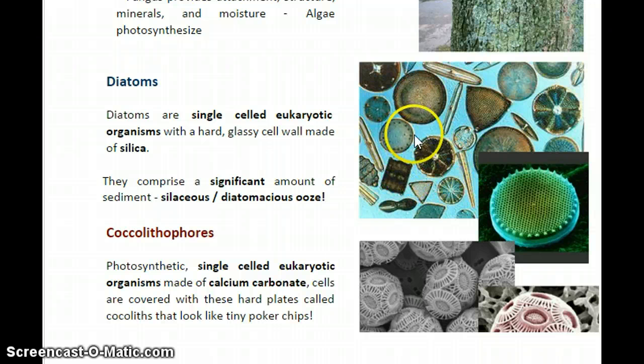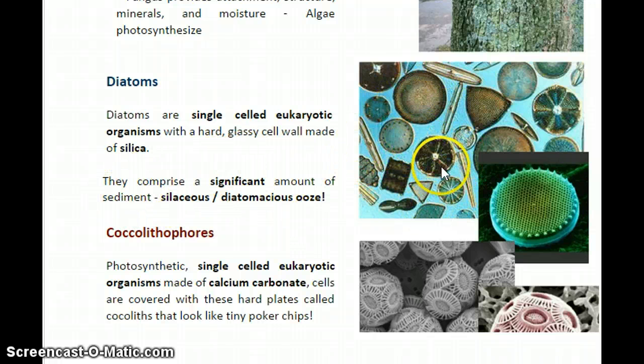They have a hard, glassy wall around them made of silica. That silica shell is actually called a test. We'll see that word come up again, test, just like taking an exam. The word test in this case just refers to the hard shell that surrounds and protects it. Diatoms are really important because they make up a huge amount of sediment.